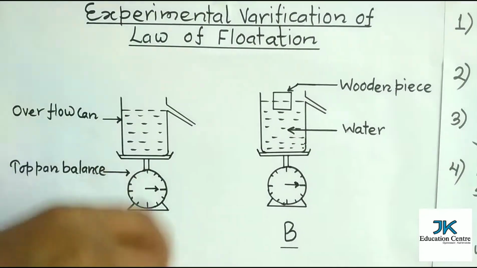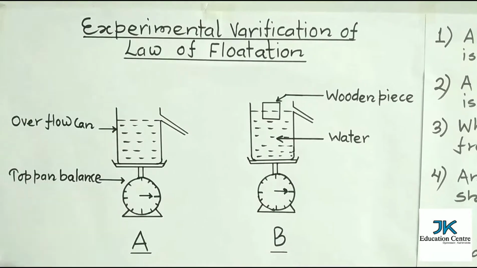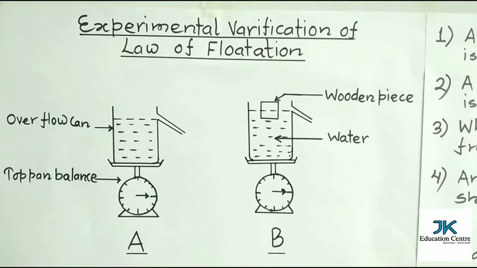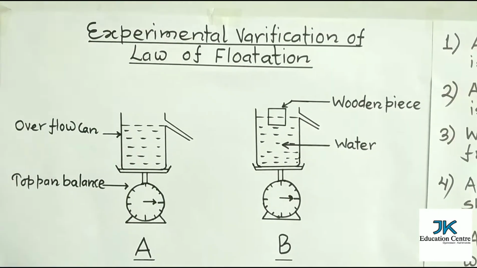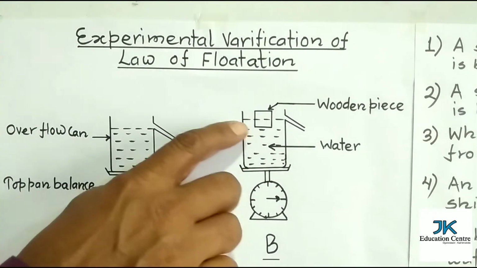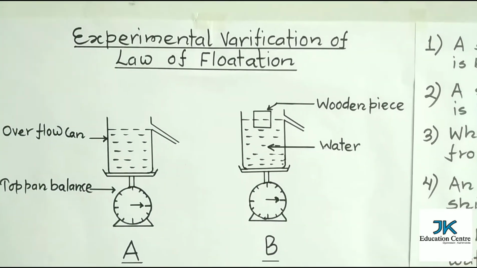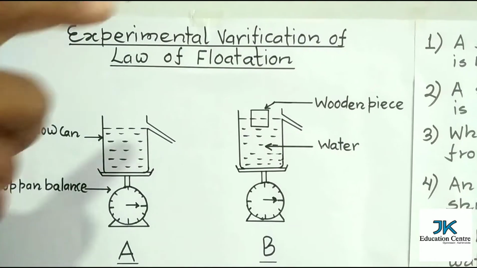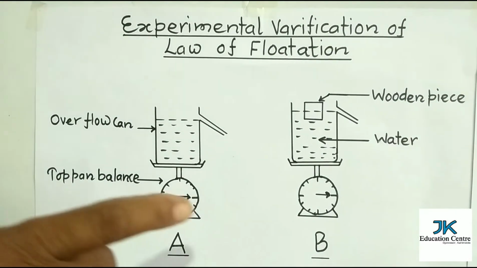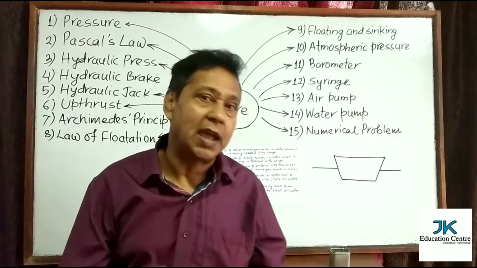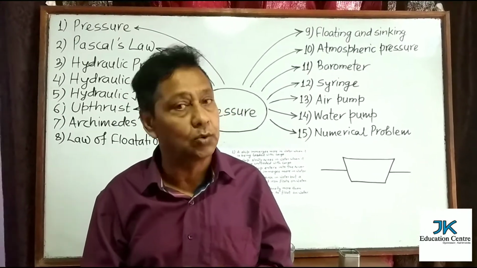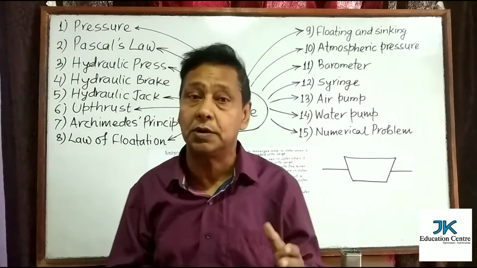When we place this wooden piece into water, the combined weight of the wooden piece, water and overflow can is found to be 10 Newton, as shown in diagram B. How is it possible? Because the 2 Newton wooden piece displaced 2 Newton of water which went out through the spout. It means a floating body displaces liquid equal to its own weight. That means the law of flotation is experimentally verified. After the experimental verification, now I want to tell you some reason questions related to the law of flotation. Let's start some very important reason questions.